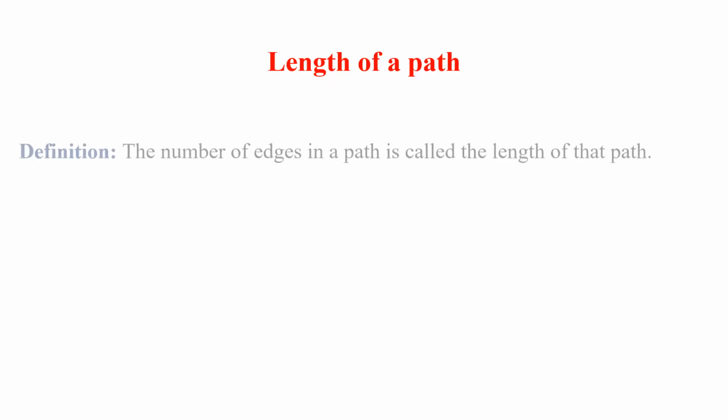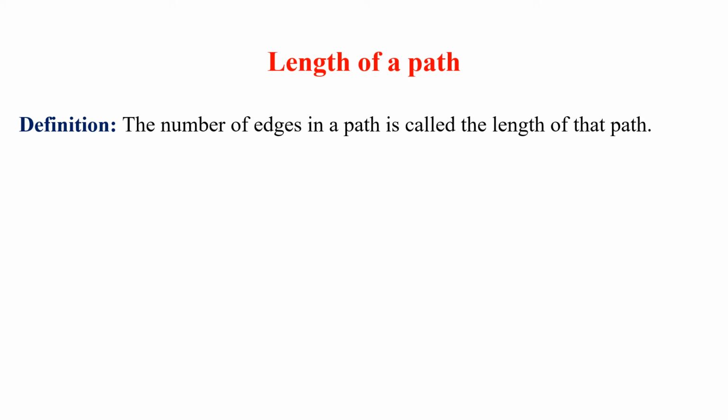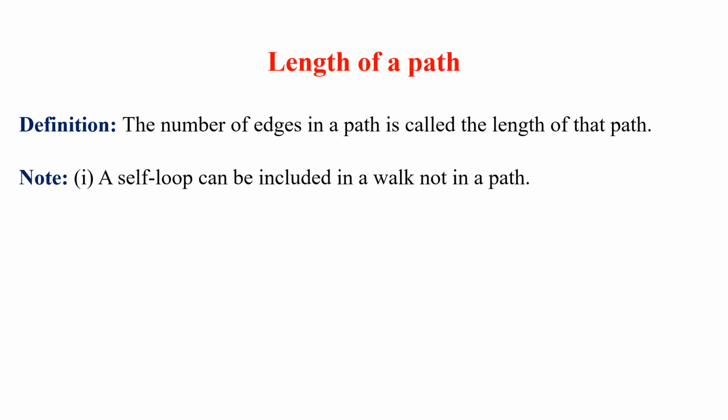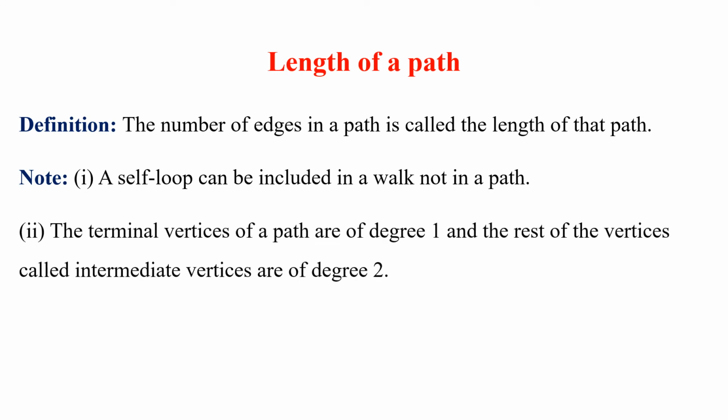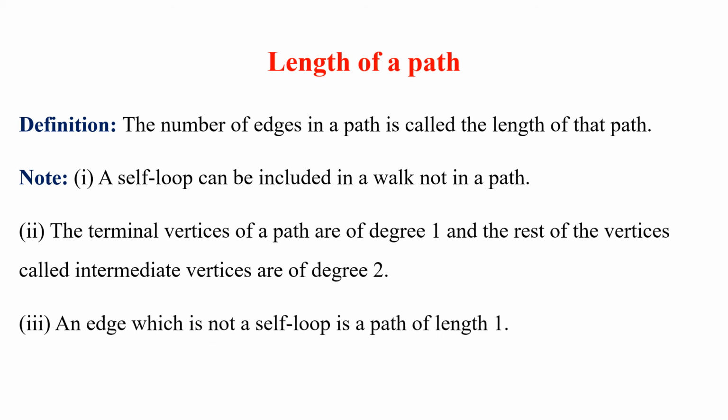Length of a path. Definition: the number of edges in a path is called the length of that path. Note 1. A self-loop can be included in a walk but not in a path because a self-loop has the same end vertices. The terminal vertices of a path are of degree 1 and the rest of the vertices, called intermediate vertices, are of degree 2 in a path. An edge which is not a self-loop is a path of length 1. That is, every such edge is a path of length 1.